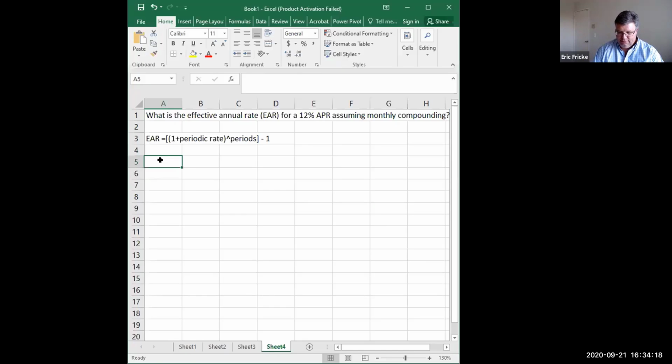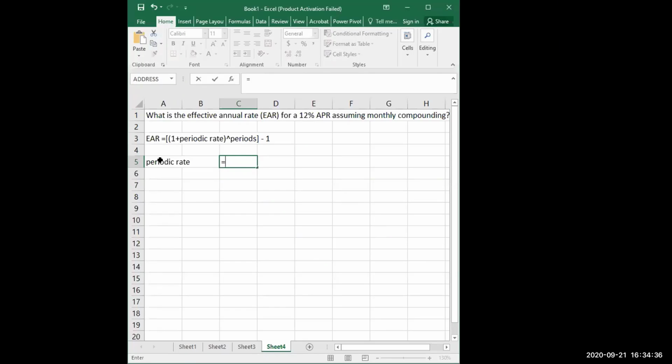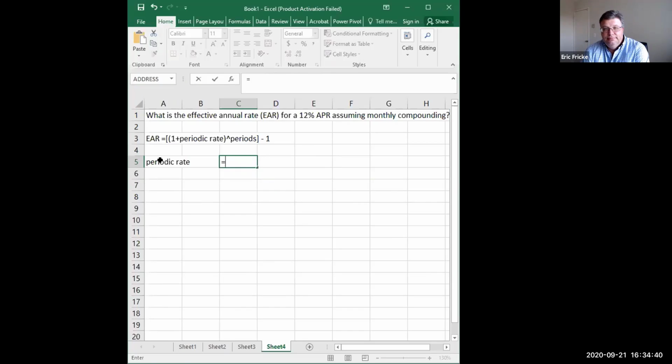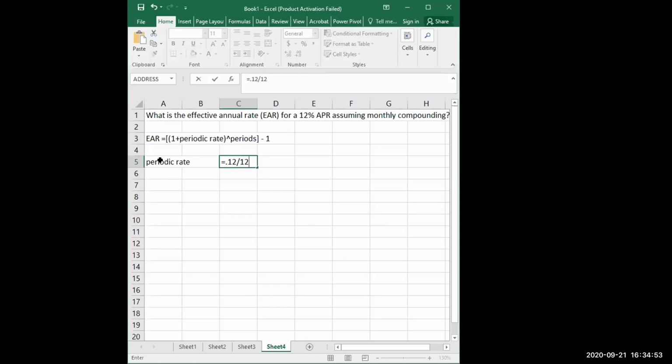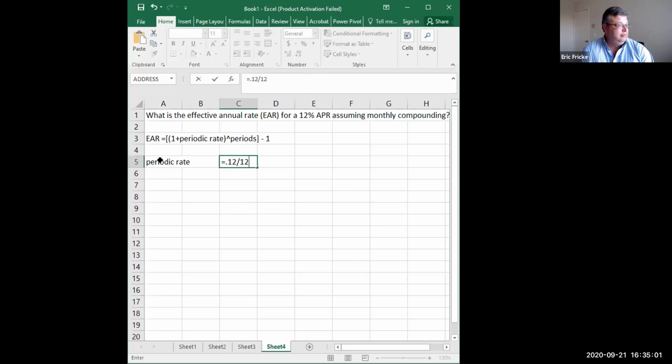So what's the periodic rate? The quick way to get the periodic rate is to take the APR and divide it by the number of periods per year. Okay? So that's 0.12. And how many months are there in a year? 12. Wait, what? Is that the lunar year? I'm gonna go with 12, all right? So that's the interest rate per month. Where did this come from? It came from this.